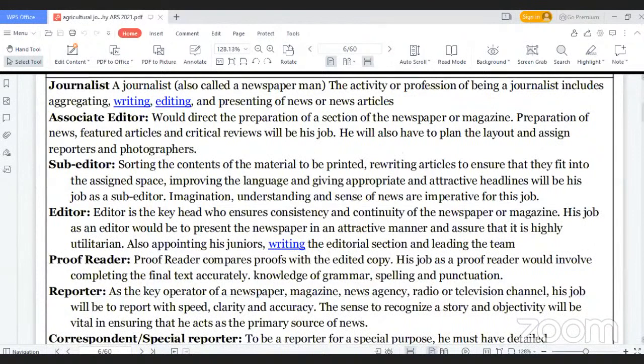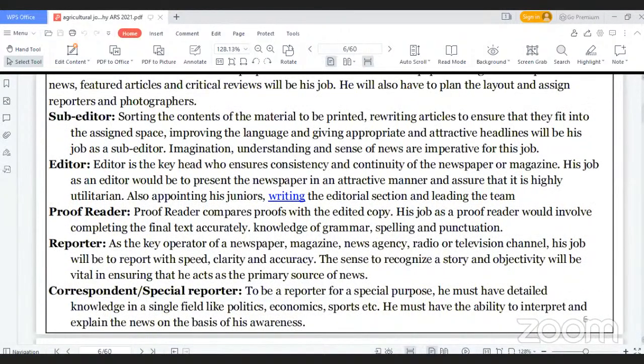An associate editor directs the preparation of a section of the newspaper. In a newspaper, you know, there are different sections, maybe an editorial section, sports section, entertainment section, economic section, agriculture section. You can think about any newspaper, Hindi, Odia, Marathi, English, any type. The sub-editor sorts the contents of the material to be printed. And the editor is the key who will ensure consistency and continuity.